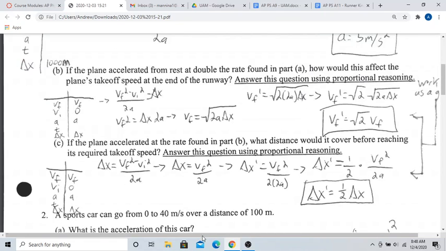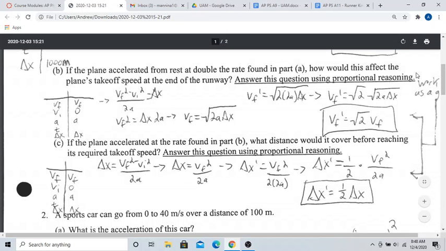Second question. A sports car can go from 0 to 40 meters per second over a distance of 100 meters. What is the acceleration of this car? All right. Well, at this point, we should start getting very comfortable that the very first thing we need to write down is a kinematics chart. We need to fill it out.